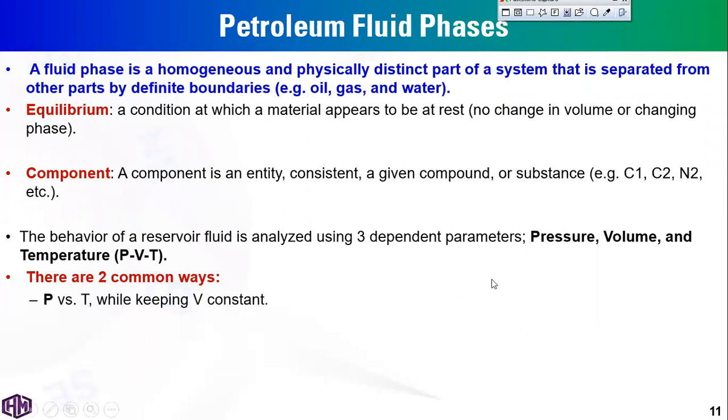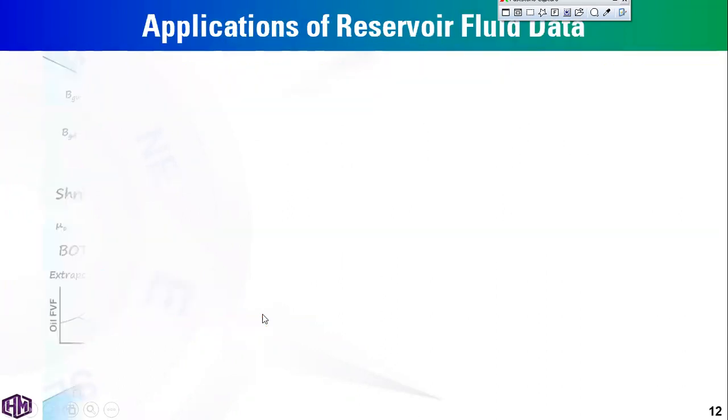So to study the reservoir fluids, as mentioned, we have two ways. One is to keep the temperature constant, which means we have an isothermal system, and study the relationship between pressure and volume, which is the commonly used approach. We consider the reservoir an isothermal system and keep the temperature constant. We may also study the relation between pressure and temperature and keep volume constant, but this approach is not widely used.